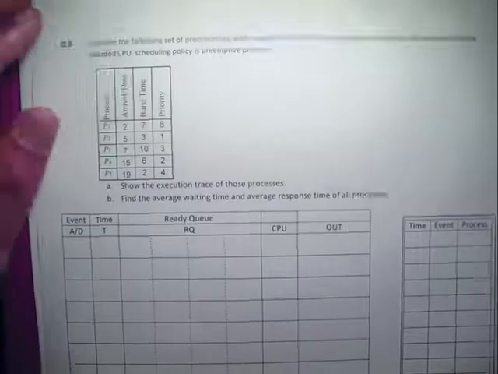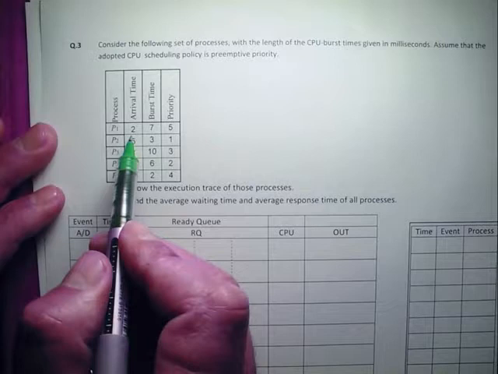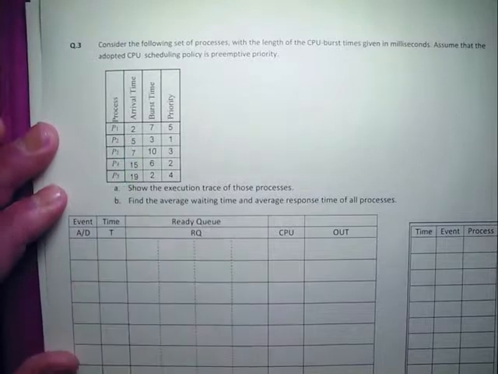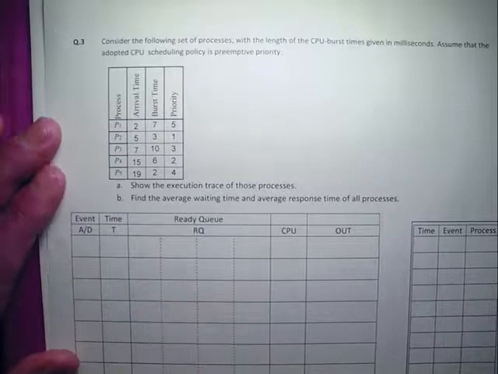The idea is like this: consider that you have the following processes, P1 to P5. We have arrival times, burst times, and priorities for these processes. And we are asked to trace the execution of these processes in this tabular format, where we have one queue, one CPU. So we'll start by the arrival time, and I already gave you the arrival times, ordered.